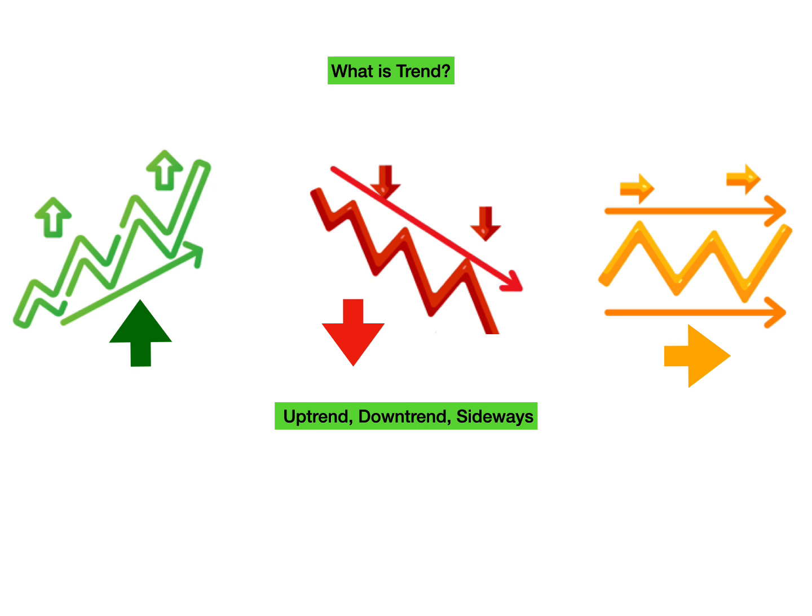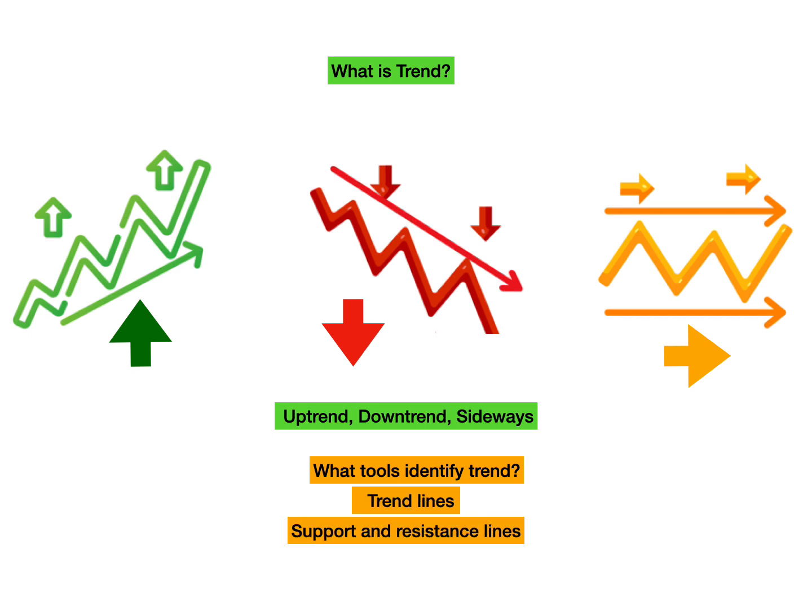What is trend? The trend is the general direction of price. There are two directions, up or down. A sideways market is a trendless market. The most essential tools used by the chartist, trend lines, support and resistance, and moving averages, all have the main purpose of identifying the trend. So we will discuss these tools in this section.